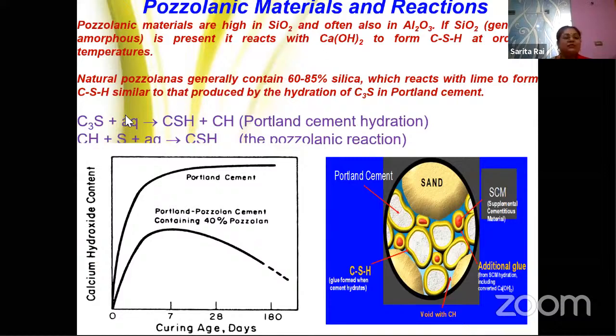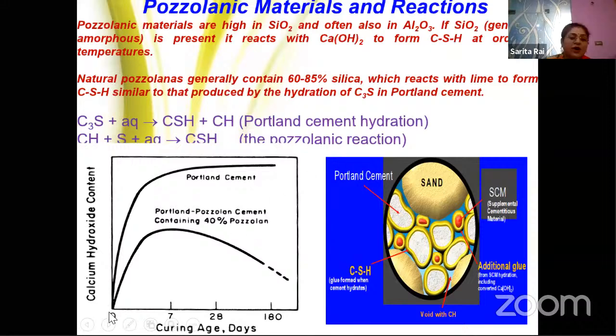When we add water to tricalcium silicate, we get calcium silicate hydrate plus portlandite. This is the Portland cement hydration. And when this calcium hydroxide reacts with silica, it gives an extra amount of calcium silicate hydrate, known as the pozzolanic reaction.